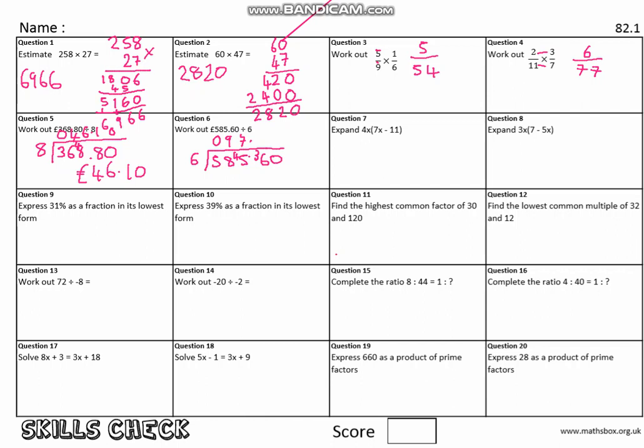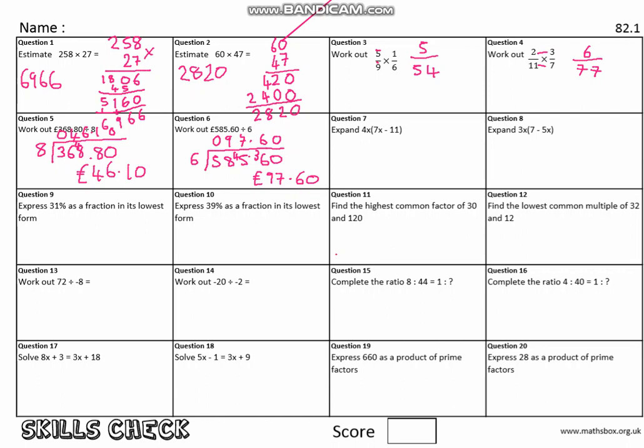And then how many 6's go into 36? Well, that's nice and easy. That's 6. And then I can just fill in my 0. So there's my final answer. We've got £97 and 60 pence. Okay? Okay, on to the next one then.